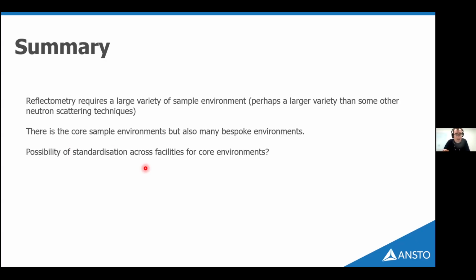So to summarize, reflectometry requires a large variety of sample environments, perhaps I may go as far as saying larger than other neutron scattering techniques. That's kind of what I found from doing this review. But there are a lot of core sample environments, but also many bespoke sample environments. And maybe one thing we should consider, for the core sample environments, is some sort of standardization across the facilities.